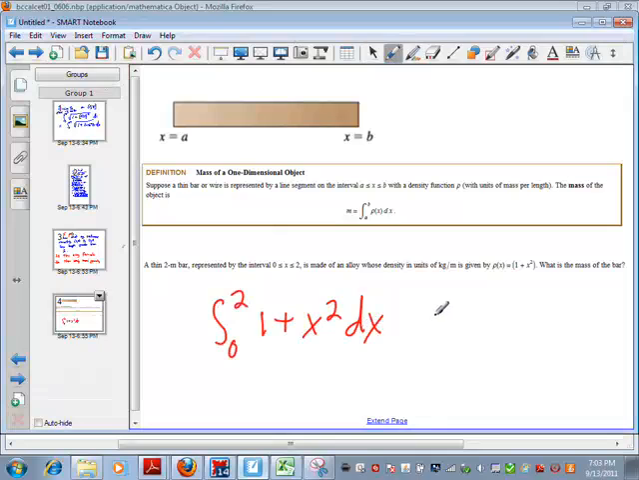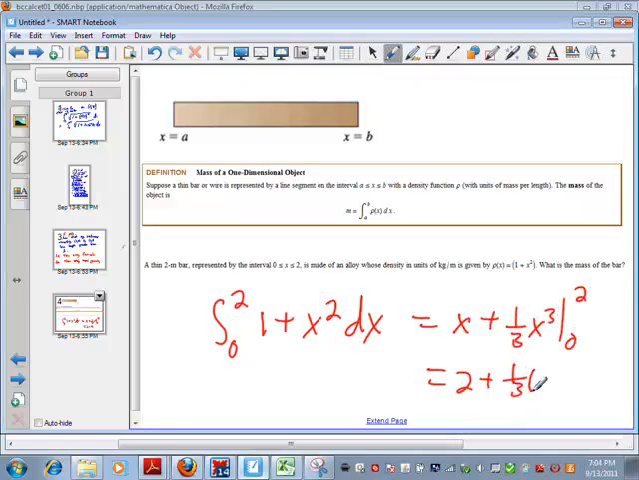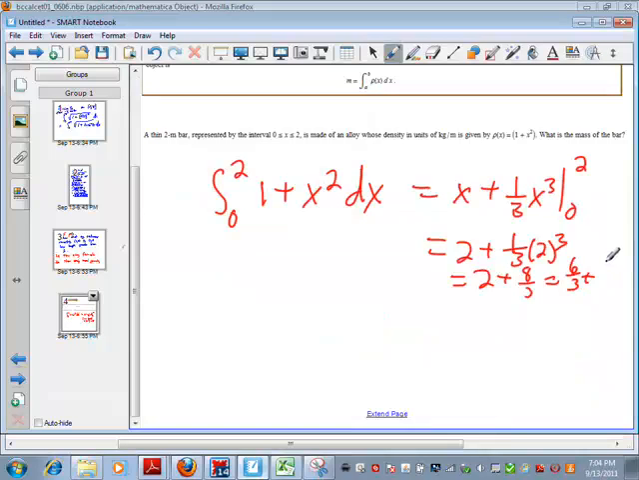I'll take questions about that. Say it again? 14 over 3. Yes, I think it is 14 over 3. X plus 1/3 x to the third evaluated from 0 to 2: 2 plus 1/3 times 2 cubed is 2 plus 8 over 3. You can leave it like that if you want, but 6 over 3 plus 8 over 3 is indeed 14 over 3. And the units are what? Kilograms. 14 over 3 kilograms.